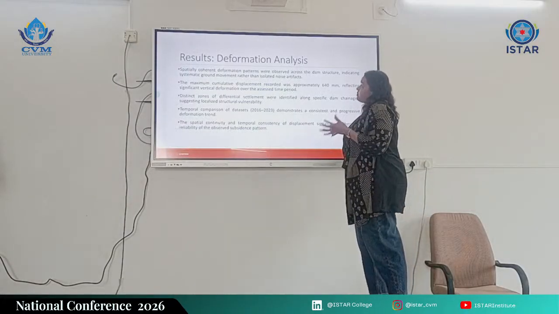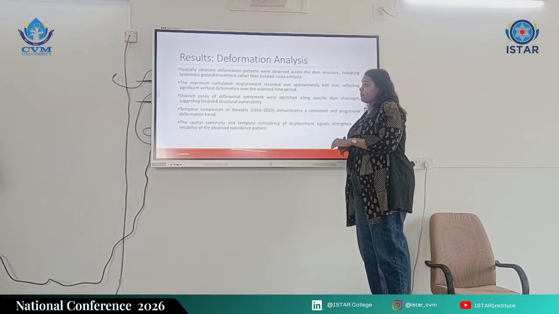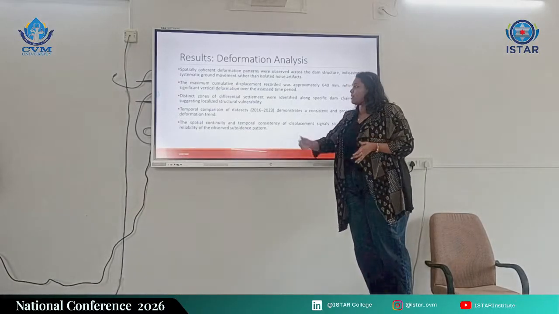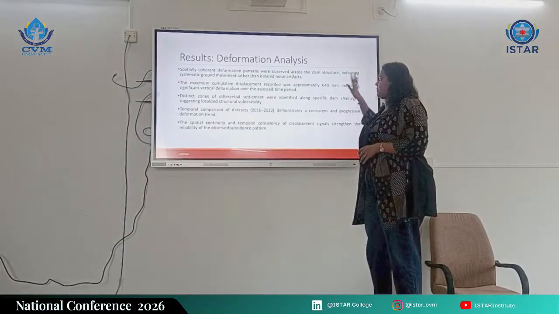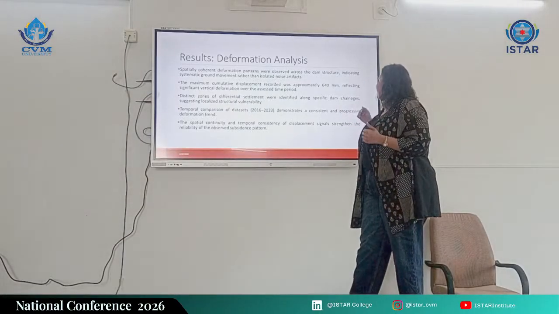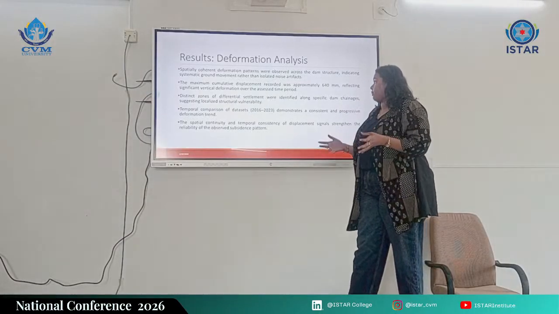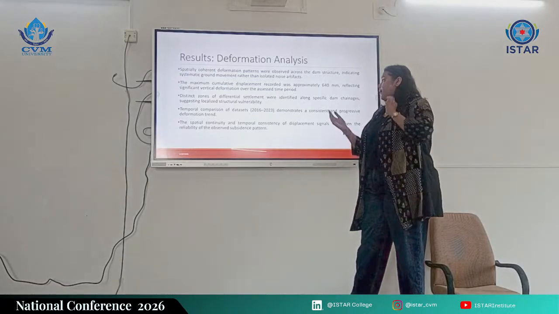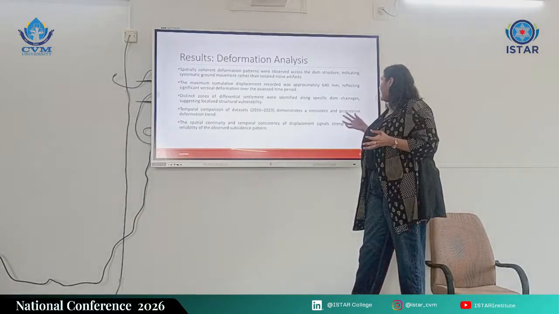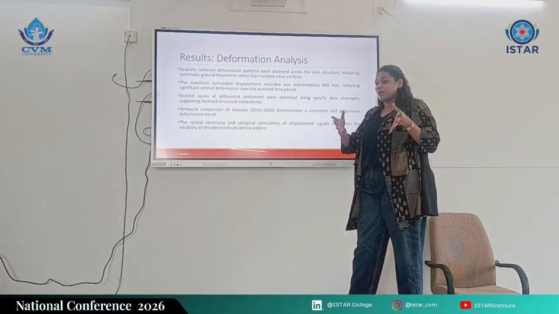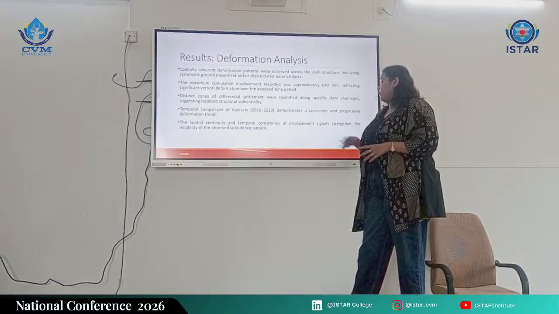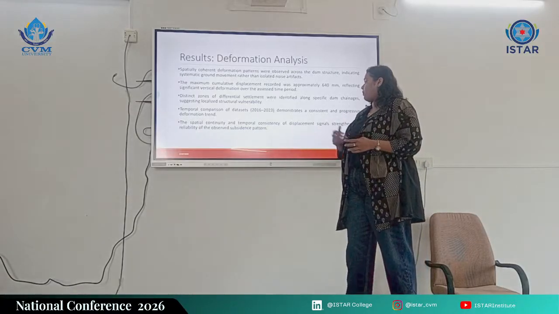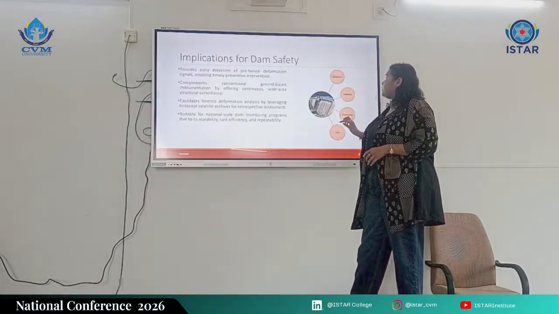Yeah, so the final results are that a spatial deformation pattern is obtained across the chainage. Approximately 640 mm of displacement was recorded as vertical deformation, and we can also see that the settlement has been specific to that structural vulnerability. In temporal comparison, we can see a progressive deformation trend.